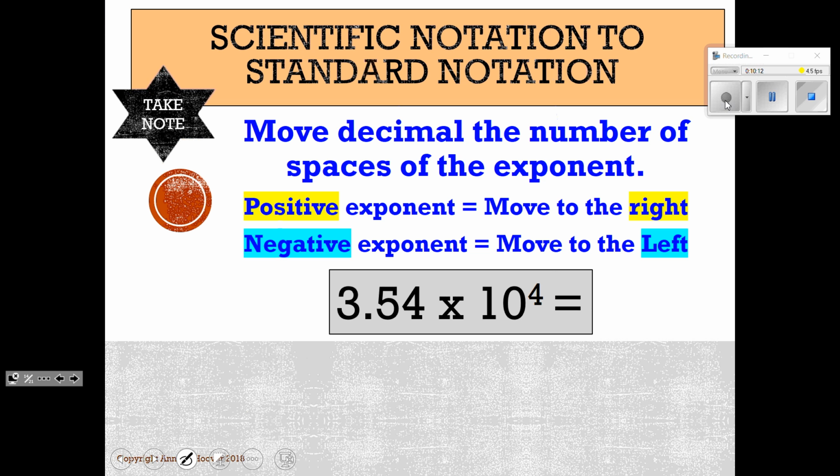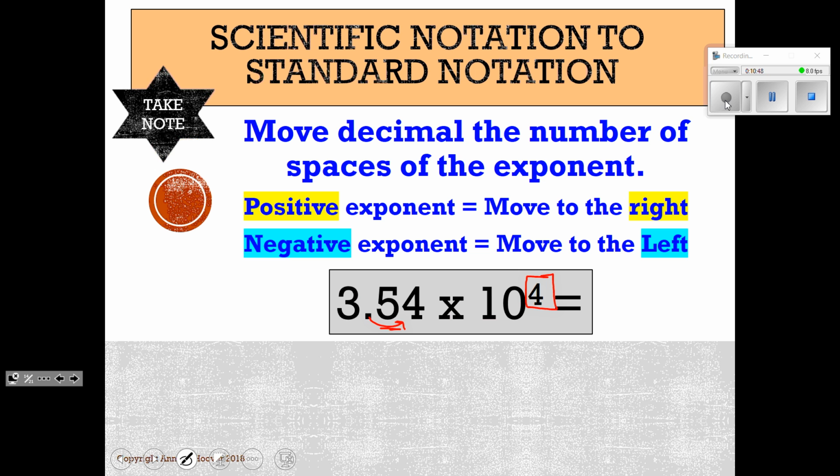Now we're going to do the opposite. We were starting with a number in standard form and putting it into scientific notation. Now we're going to start with scientific notation and put it in standard form. If we have 3 and 54 hundredths times 10 to the fourth power, that means the same thing as 3 and 54 hundredths times 10 times 10 times 10 times 10. Every time we multiply times 10, it moves the decimal one place to the right. So we know we're going to have to move the decimal to the right 4 places.